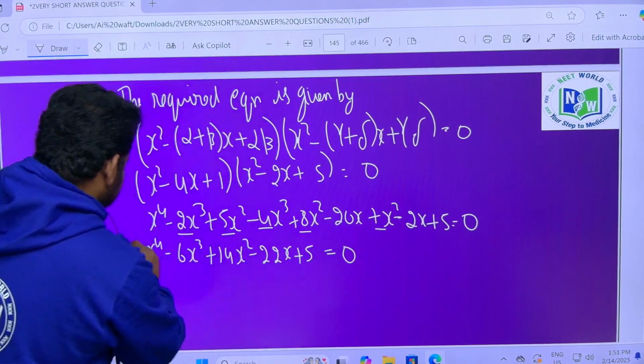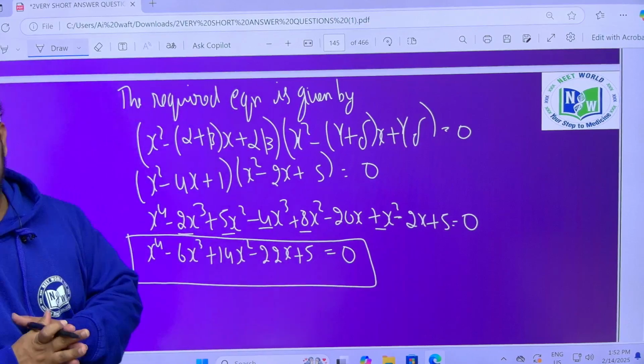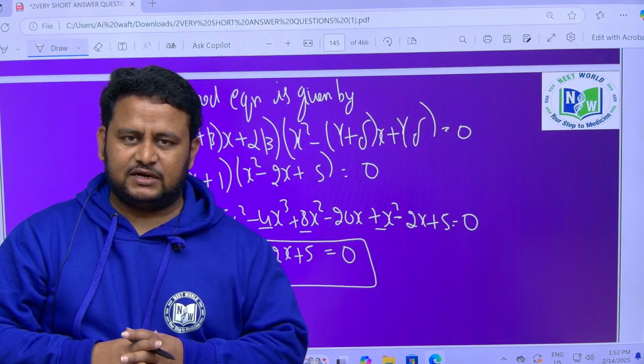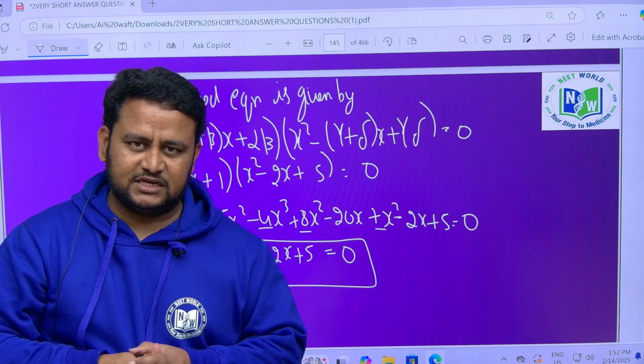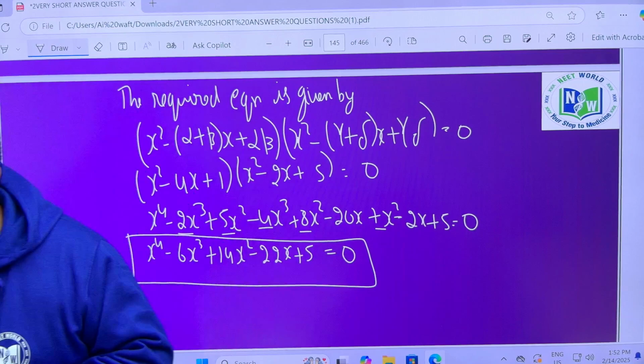Plus 5 will be equal to 0. This is the required equation, friends. So that is how we got it. First you have to find alpha plus beta, then alpha beta, then you find gamma plus delta, then gamma delta, then you combine them, and you will get the required equation.